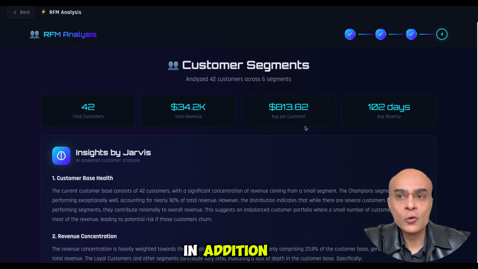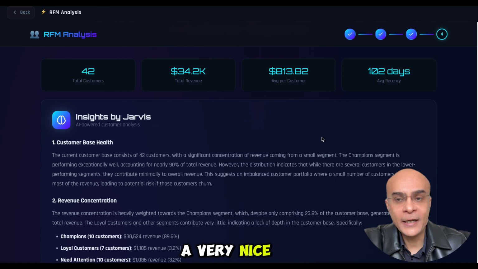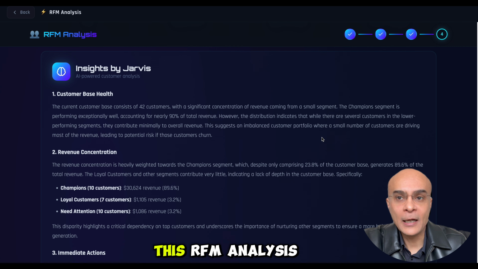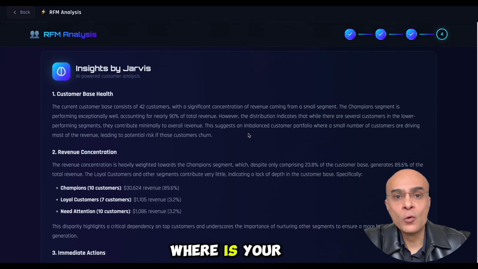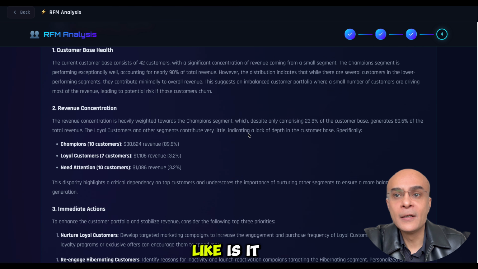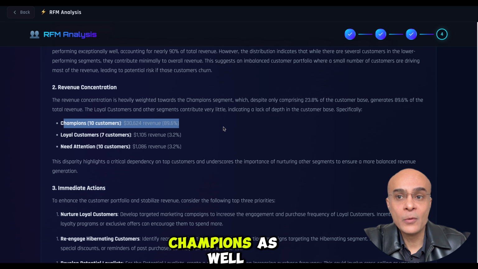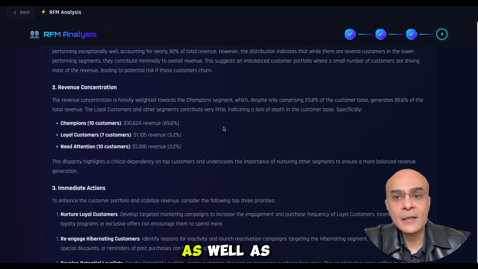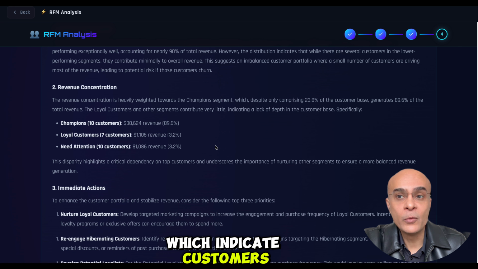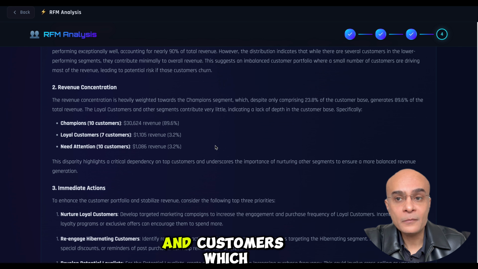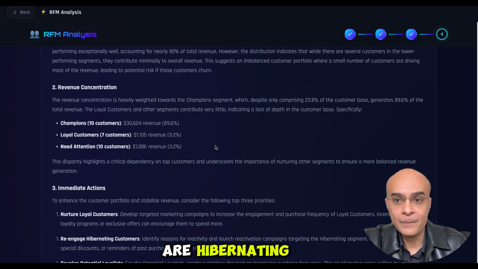In addition, you also have a very nice textual description of this RFM analysis. So it indicates how healthy is your customer base, as well as where is your most revenue concentration, like is it coming from the champions as well as loyal customers, as well as it is also indicating other segments which indicate customers which require attention and customers which are hibernating.